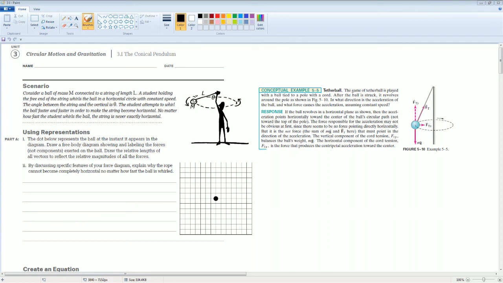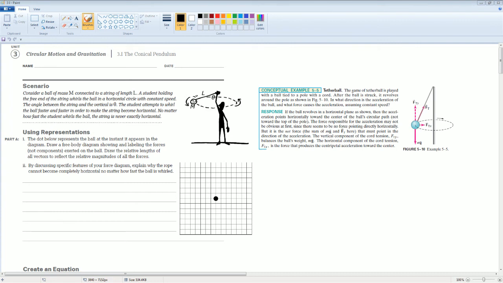Here's the scenario. Consider a ball of mass M connected to a string of length L. A student holding the free end of the string hurls the ball in a horizontal circle with a constant speed. The angle between the string and the vertical is theta. The student is assumed to whirl the ball faster and faster in order to make the string become horizontal. No matter how fast the student whirls the ball, the string will never become horizontal.